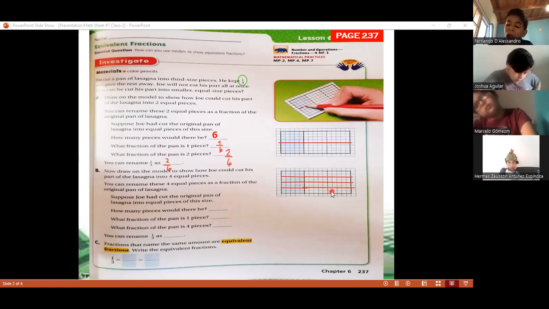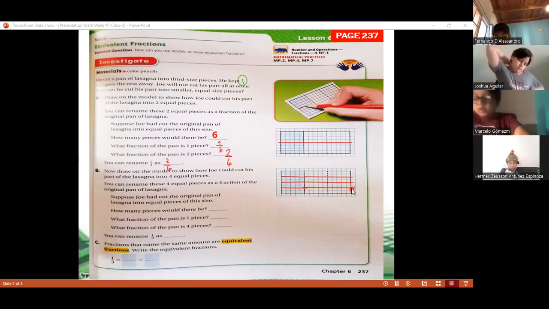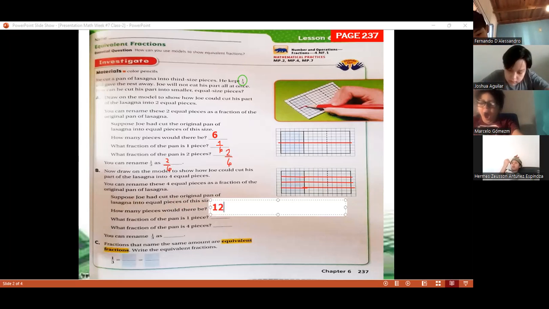Now, it says that you can rename these 4 equal pieces as a fraction of the original pan of lasagna. Now, suppose that you had cut the original pan of lasagna into equal pieces of this size. How many would there be? You say 12. So let's write down here 12, because now we have in the pan of lasagna 12 equal parts in the same size.